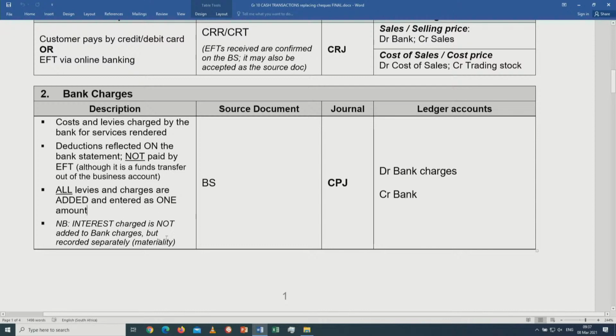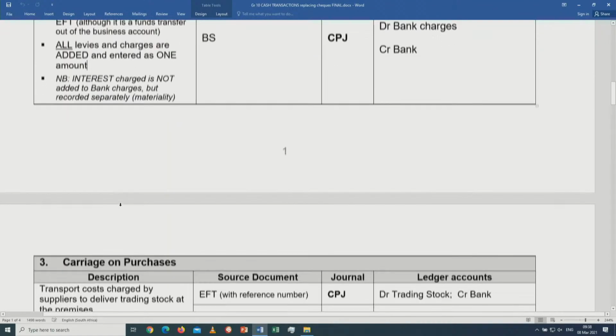Then the interest charge is not added to bank charges but recorded separately because of its materiality under the GAAP principles. So all these charges or descriptions will come under the bank statement. Then what is it that you do when you record them in the cash payment journal? On the ledger accounts, you debit your bank charges and then you credit the bank.